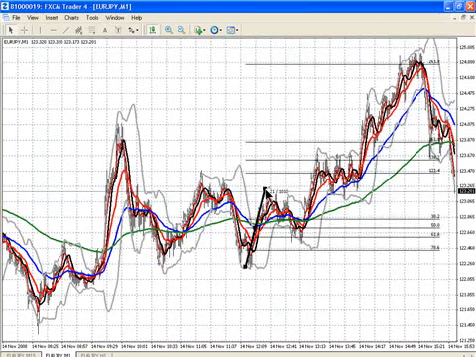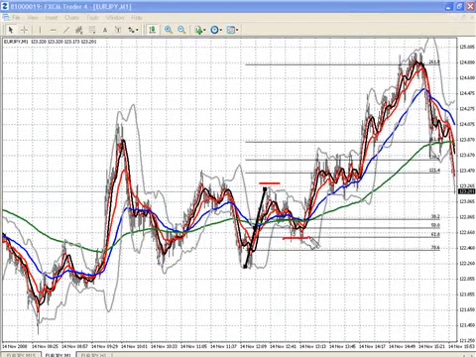But how about all these other little things? Okay, here's a little fib. There's a high, there's a higher low. It's an uptrend, right? Series of higher highs and higher lows. 618 Fibonacci retracement. What would you expect?